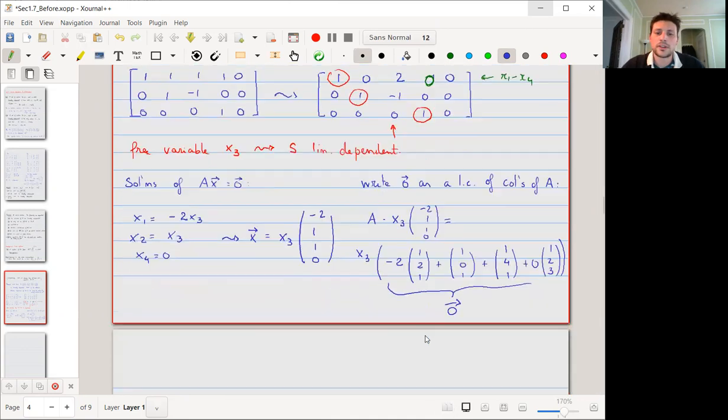In other words, and it's multiplied by the constant x3, which is just a free variable. In other words, what is happening is that the vector which is a solution for the homogeneous linear system has as its entries the coefficients you need to write 0 as a linear combination. We'll say more about this in the next video, and I'll see you then.